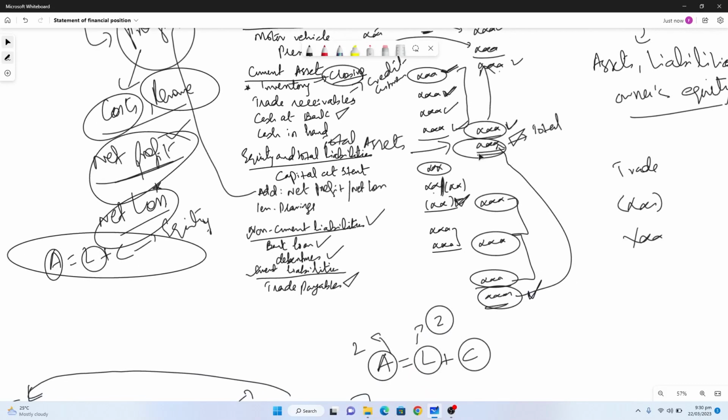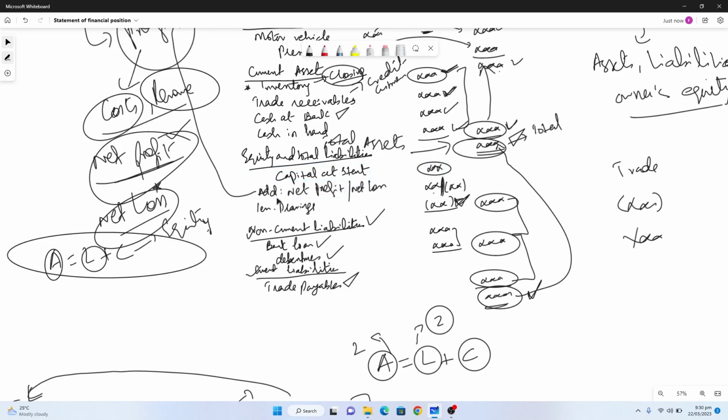I have put the double underline over here just to show the examiner that the question has been completed. The upper portion has been completed till here. Equity and total liabilities, I have given the heading. Then we start from capital at start. The item capital will be given in the question. So capital at start, this will be the amount.